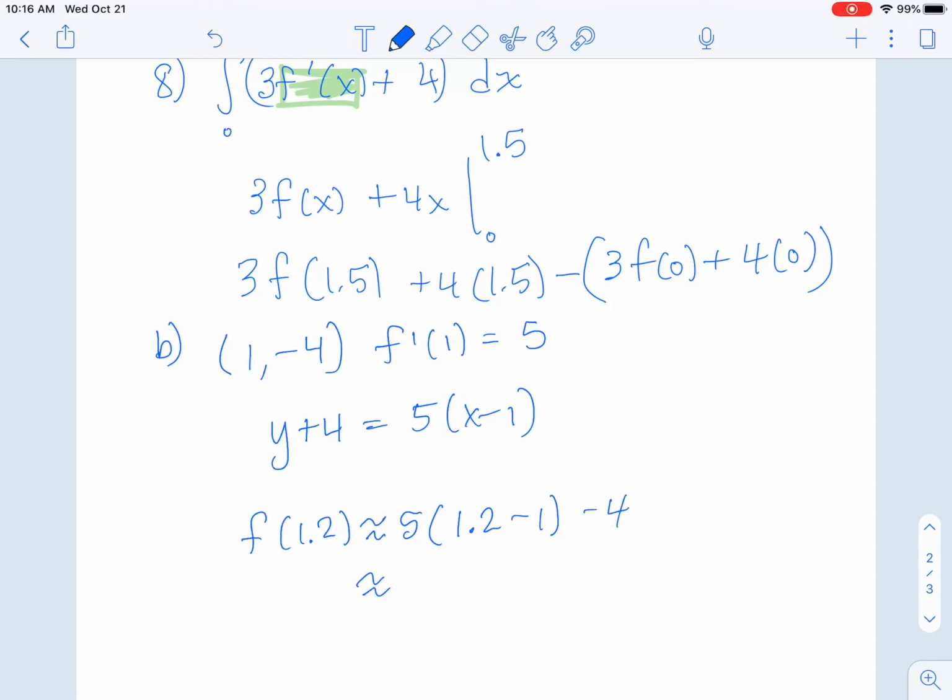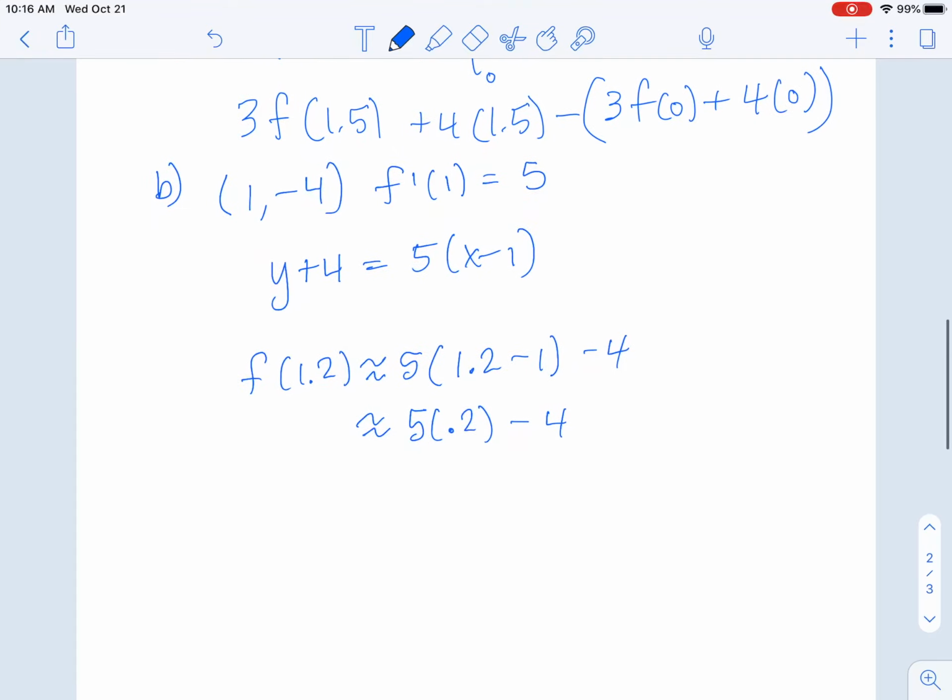So I have 5 times 0.2 minus 4, right? So then we end up getting that it is negative 3. So f of 1.2 is approximately negative 3. If you just came up here and substituted 1.2 in there, I did not give you the credit for approximation and just getting negative 3. You have to understand that you're using the tangent line to approximate.